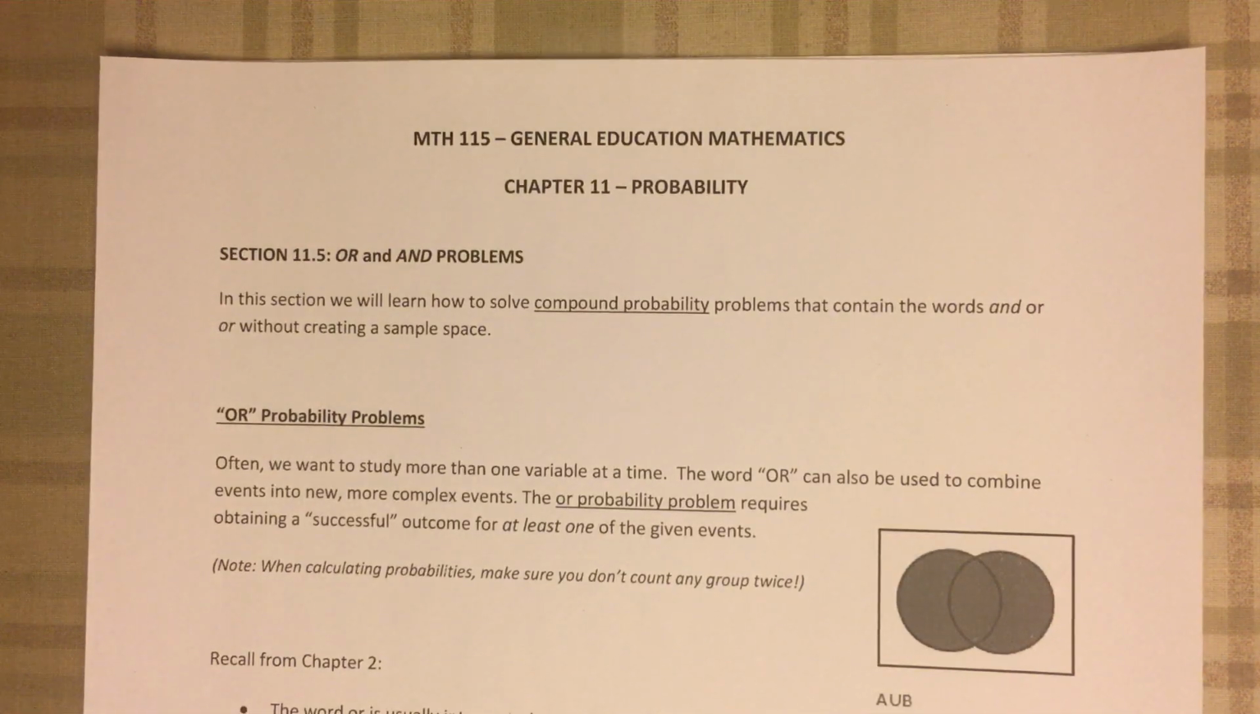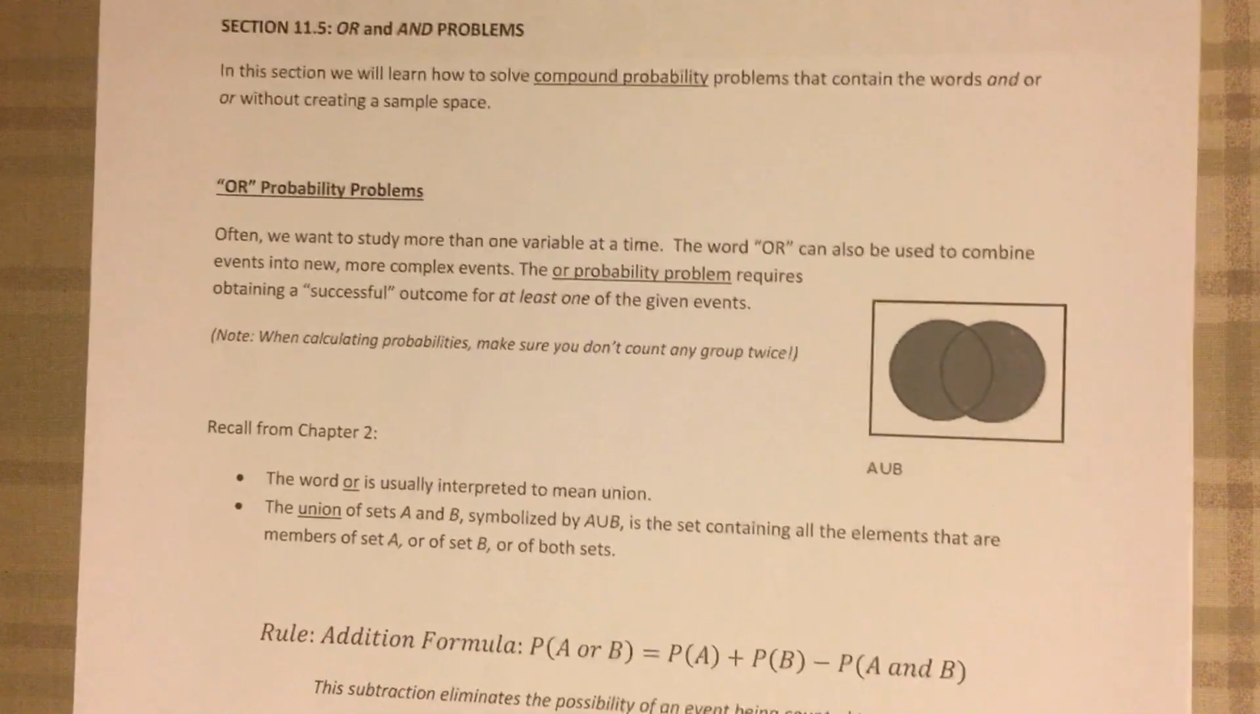As we're going through this entire section, what we're looking at is something called compound probability. Compound probability problems contain the words and or. It's kind of like the idea of a compound sentence, where we often use a word like and to join them. So in this case, we're going to focus on the words and or, starting with or.